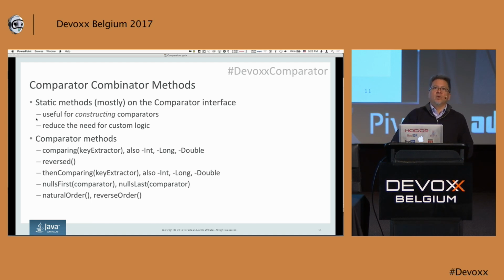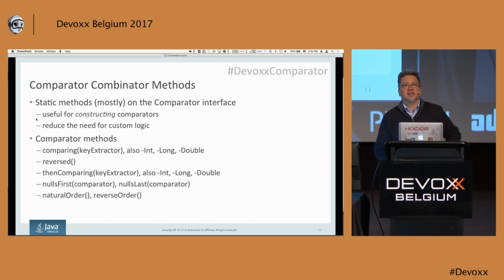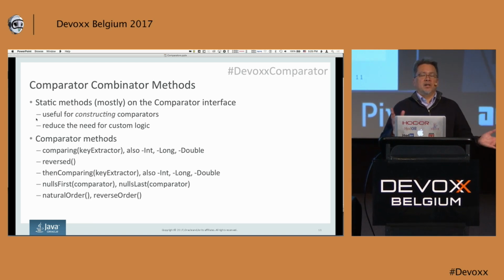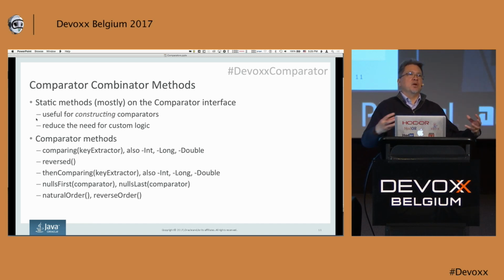One of the features that was added in Java 8 was the ability to add static methods and default methods to interfaces. And so in Java 8, the comparator interface sprouted a whole bunch of those. The idea is that these, what we call the combinator methods, are useful for constructing comparators out of lower level constructs. So if you can take some fundamental comparison operators and compose them to make comparators with more complex, interesting behavior.